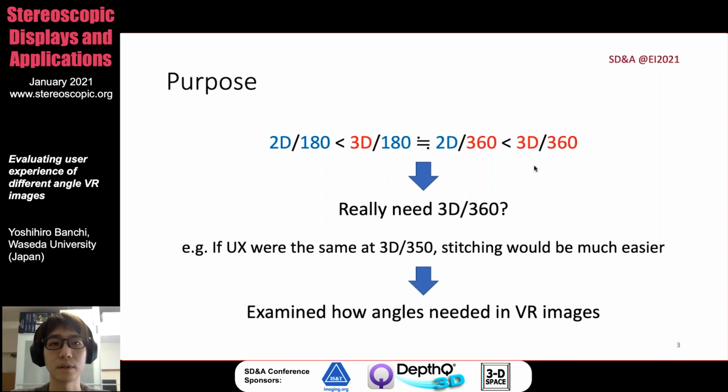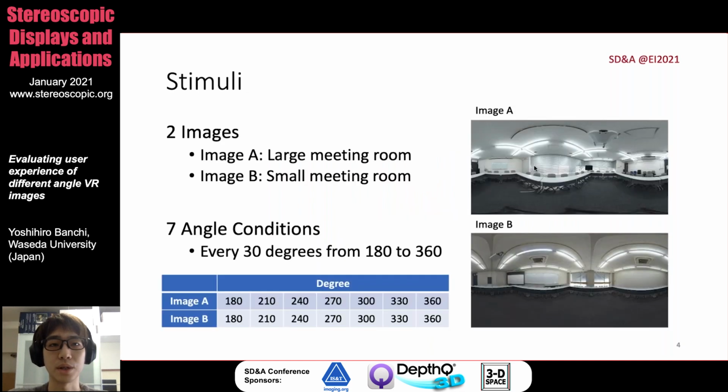One of the problems with VR images is that editing and stitching are very costly. So, if user experience were the same at 3D and 350 degree and 360 degree, the stitching would be much easier. So in this study, it is experimentally examined how much angle is needed in VR images. We set 2 images and 7 angle conditions.